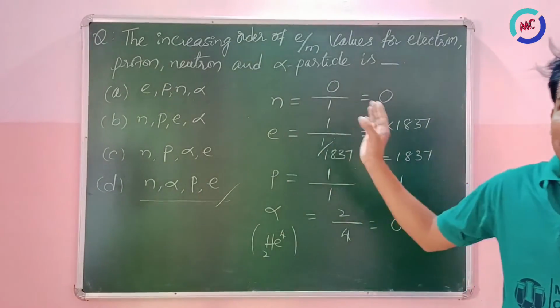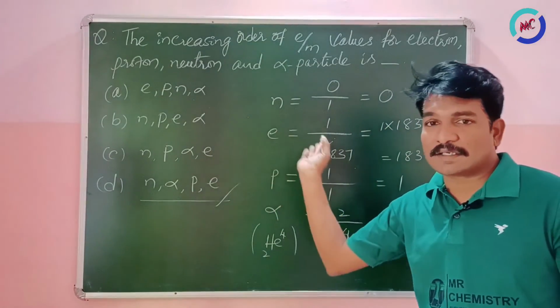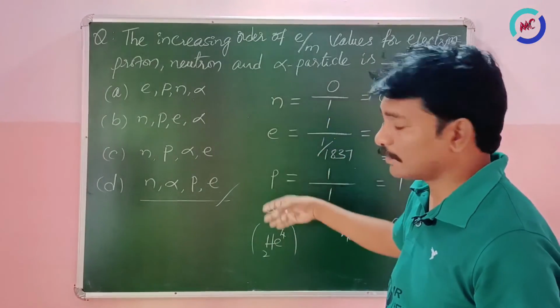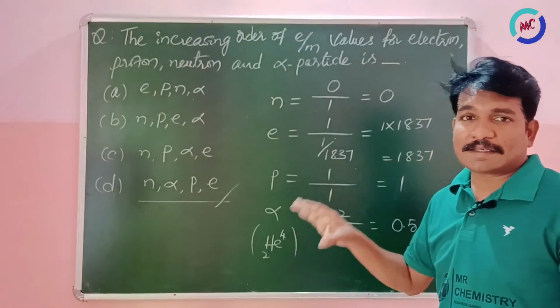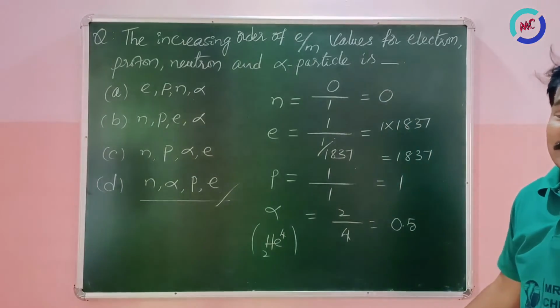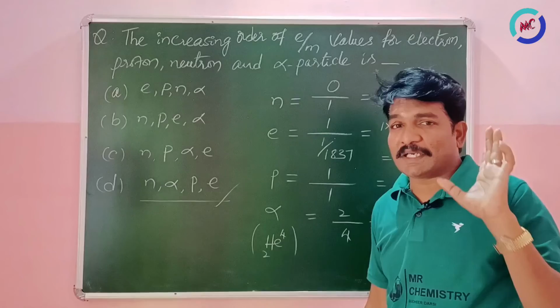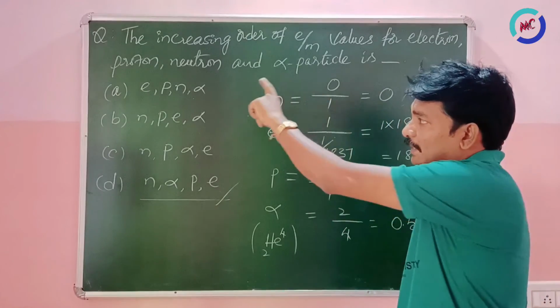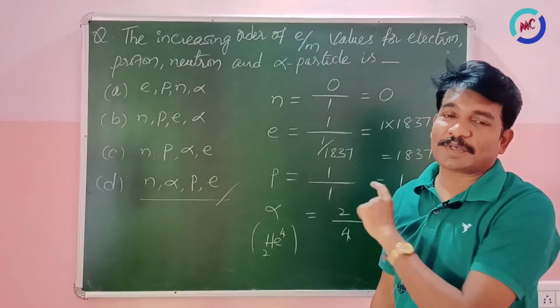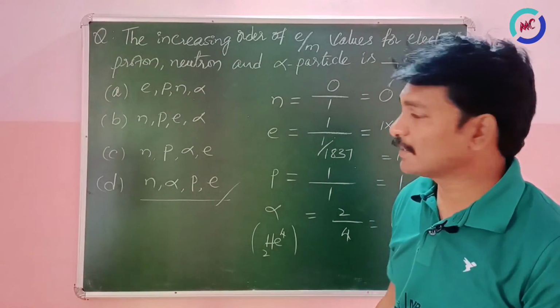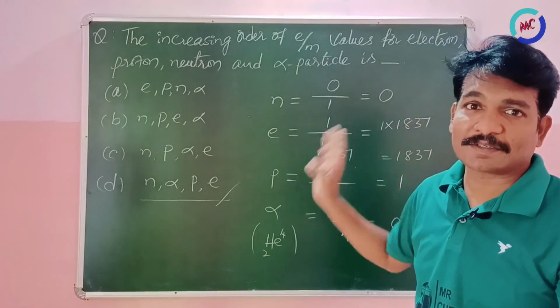It is a simple way to calculate when they are asking increasing order, decreasing order, or sometimes they will ask the ratio of E by M values of any of these two things. At that time, please consider this one. When they are asking specifically for one fundamental particle, by giving its value in the options, you have to calculate by substituting the charge by mass ratio. Otherwise, simply go through this one. Okay, thank you.